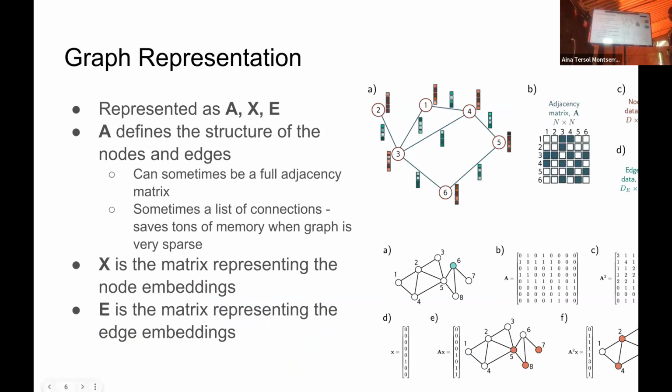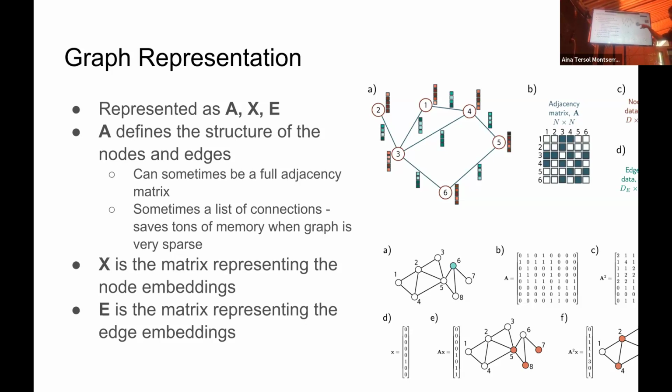So we represent those as the matrices A, X, and E. And so that's the adjacency matrix, and that's the node embeddings and the edge embeddings. So that's A, X, E. And so this can sometimes be represented by this full adjacency matrix, but also a lot of the time it will come in the form of just a list of connections. So you just say, here's this person, they're connected to Alice and Aaron and whoever else.